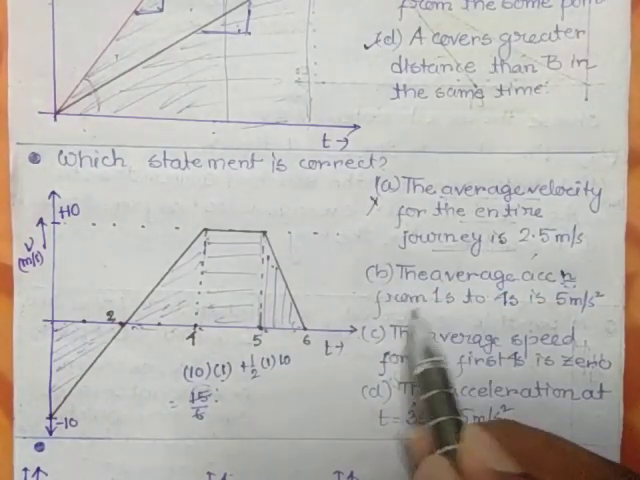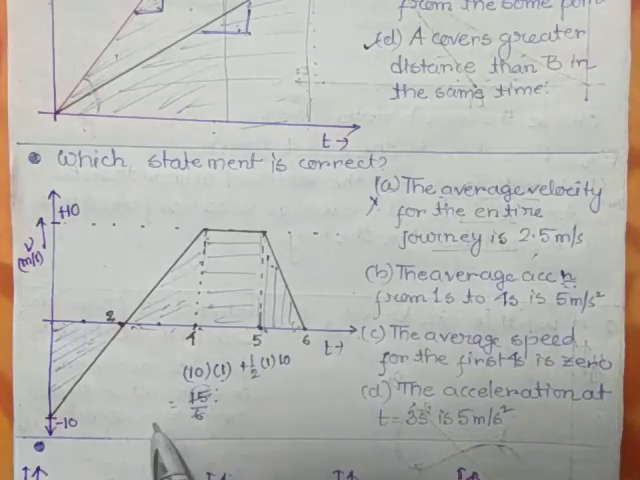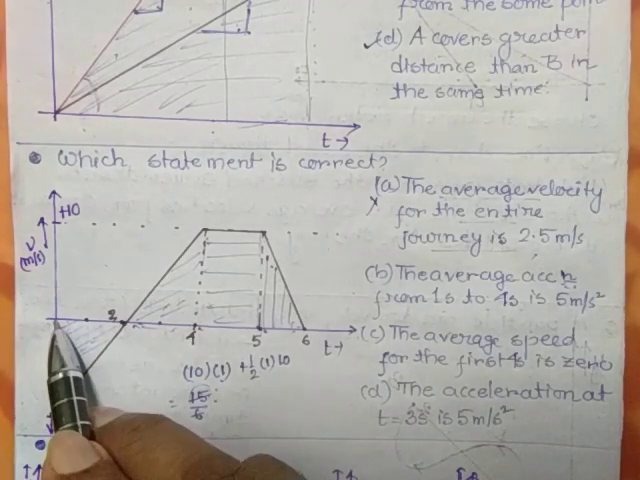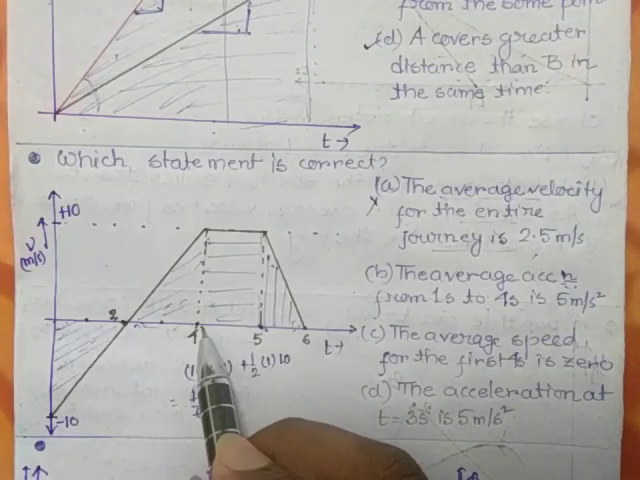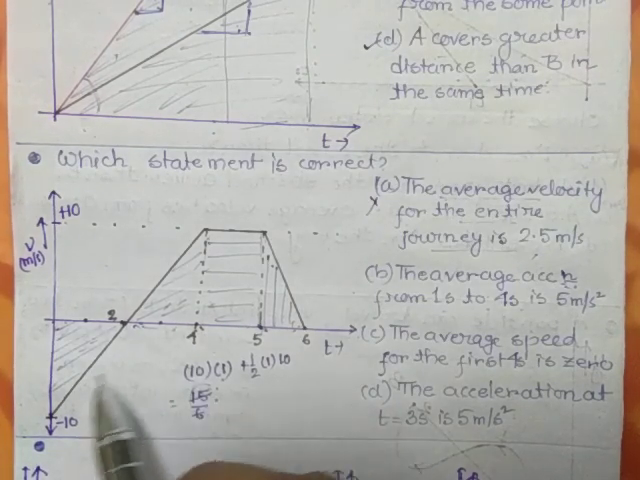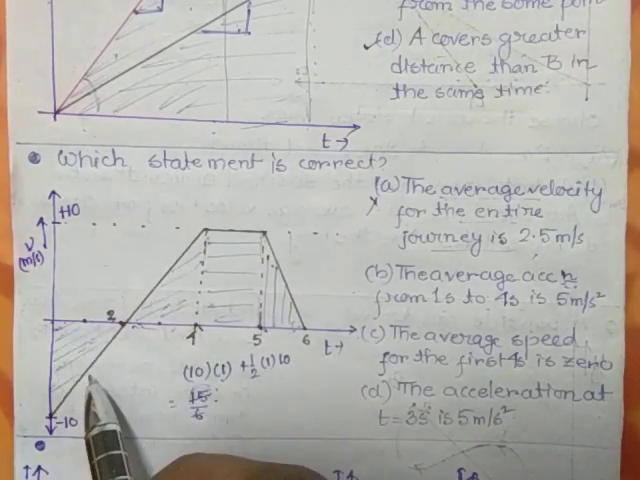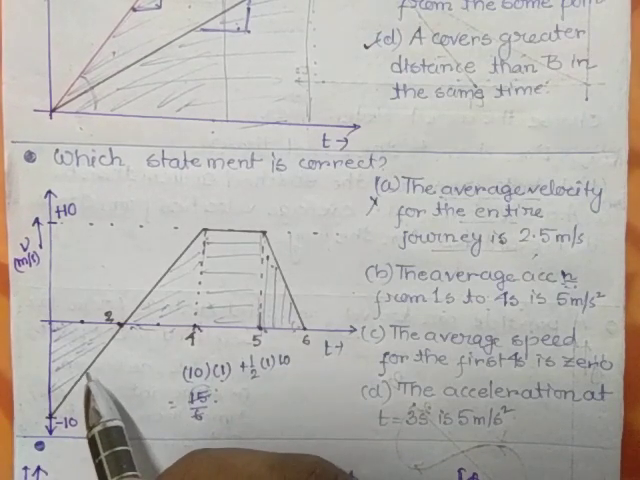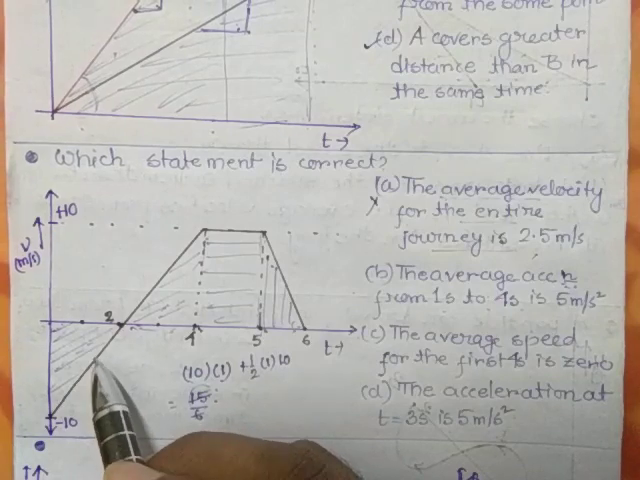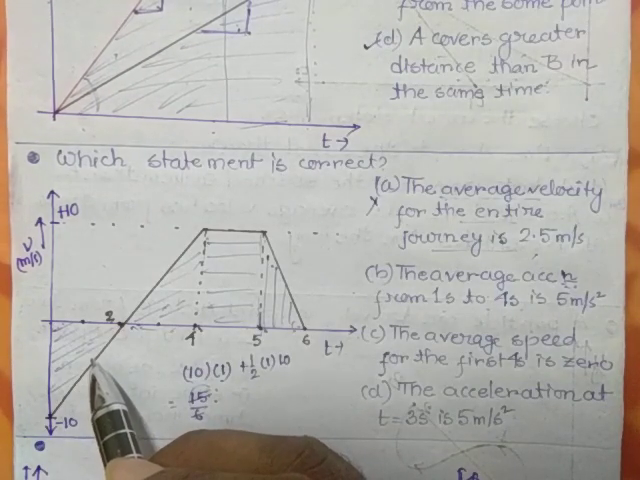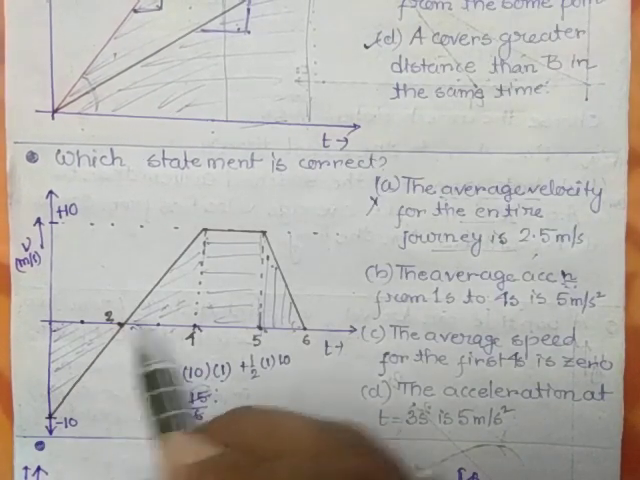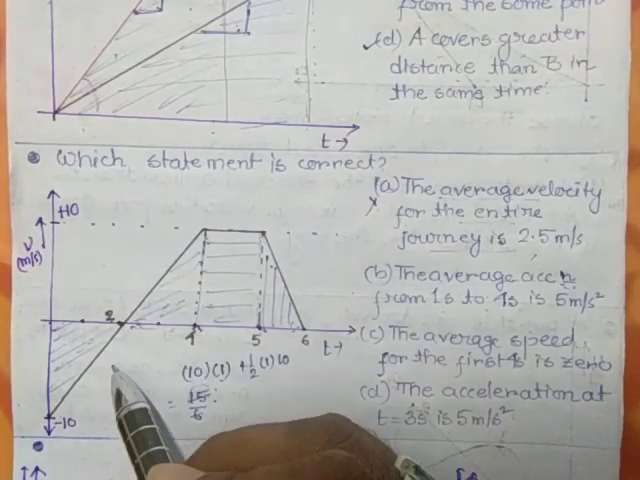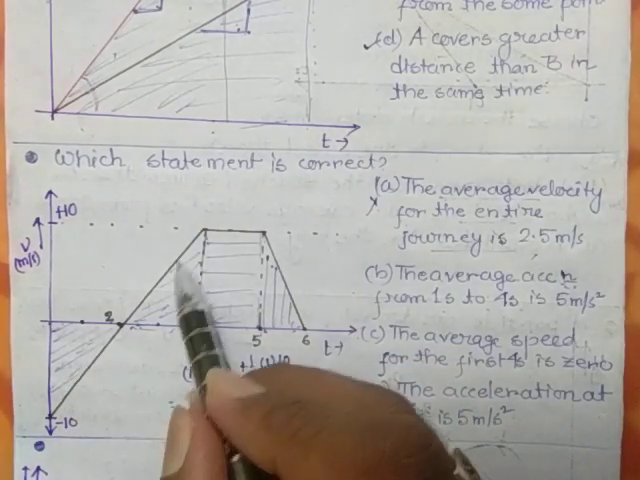Next is that the average acceleration from 1 second to 4 second. Average acceleration from 1 second to 4 second, that is from here to here, is 5 meter per second square. How do I calculate the acceleration? Acceleration is basically the slope of the velocity versus time curve. So if I calculate the slope, it measures 10, it measures 2. So 10 by 2 is 5. So it is the average acceleration.